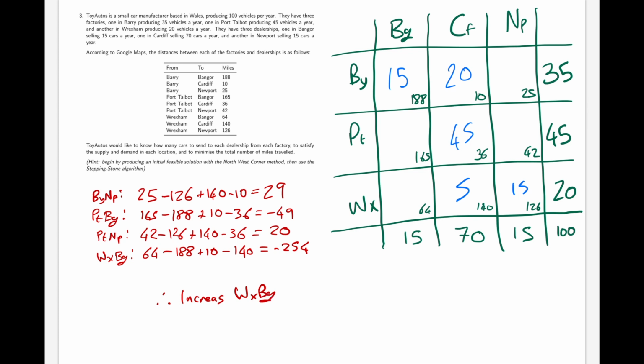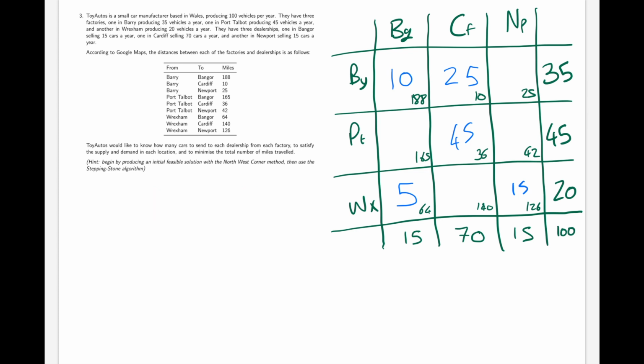What's the most we can increase the Wrexham-Bangor route by? So if we're increasing this, we have to decrease this, increase this, and decrease this. So the most we can increase Wrexham-Bangor by is by decreasing Cardiff-Wrexham by 5. We cannot increase it by more than 5 because we cannot have a negative value, because we cannot send a negative amount of goods. So we'll increase Wrexham-Bangor by 5, decrease Barry-Bangor by 5, increase Barry-Cardiff by 5, and decrease Cardiff-Wrexham by 5.